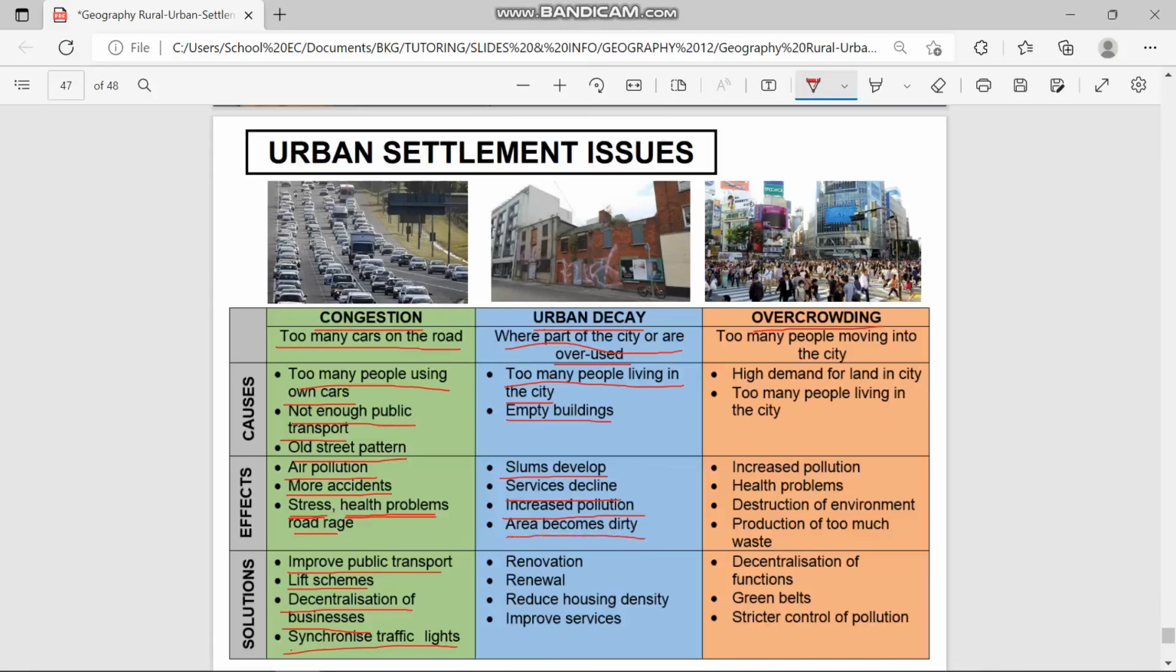Let's go to the solutions to this urban decay. We can renovate them. You can see the buildings, they look better. We can do something about them. We can renew, introduce new methods of developing this urban decay. Reduce housing density: let's build proper houses, let's decrease housing density. Improve services. Consult government about this renewal so that basic needs are also introduced.